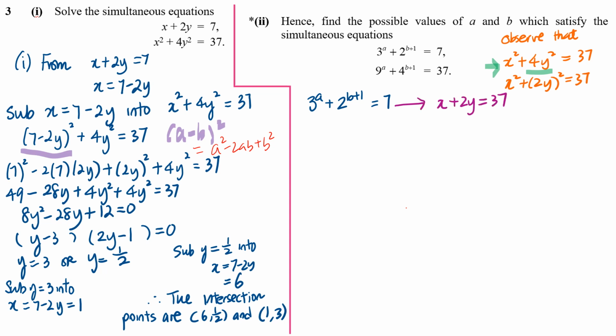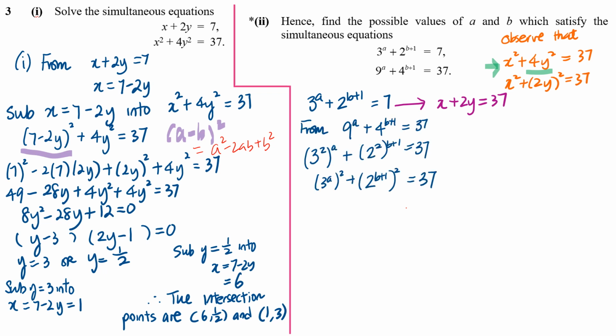Your 3 to the power of a plus 2 to the power of b plus 1 equals 7 will be compared with x plus 2y equals 37. We need to do some simplifications for the second equation so that you can see the comparison clearer. So 9 is equal to 3 squared, 4 is equal to 2 squared. The purpose of doing that is so that you can see the comparison clearer.